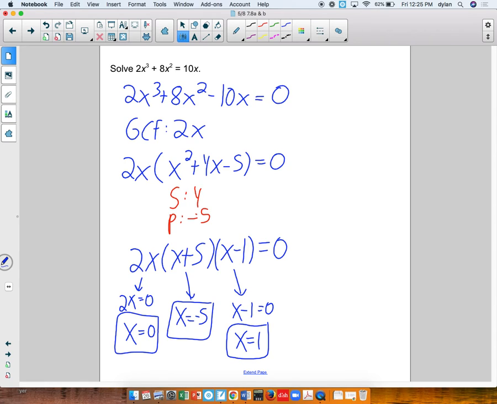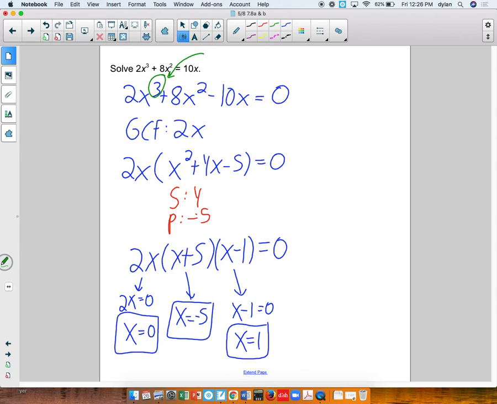One thing I want to point out here: you might notice that we have 3 solutions and we have a degree of 3 up at the top. That's not a coincidence. Just like with quadratics, we'll always have 2 solutions. With cubic functions, we're always going to have 3 solutions. With quartic or 4th degree functions, we would always have 4 solutions.